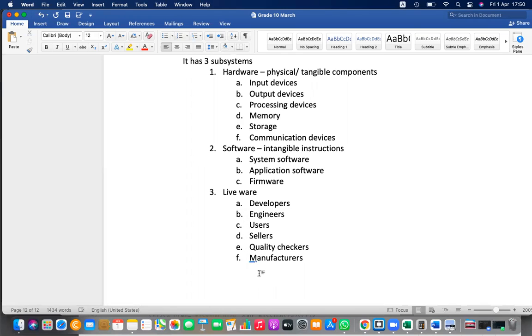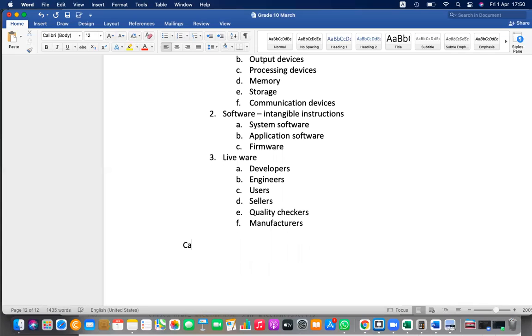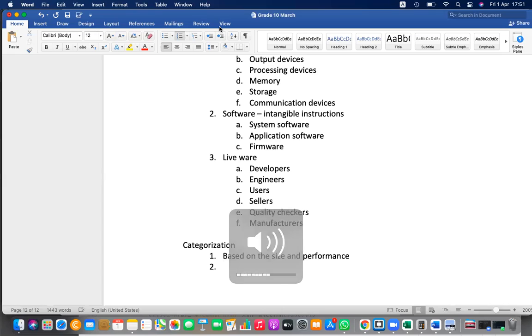So let's see how we can categorize computers. What are the categories? Categorization, please write down. The first category is dividing based on size and performance. What is the highest performing computer category? Any idea? What is the highest?